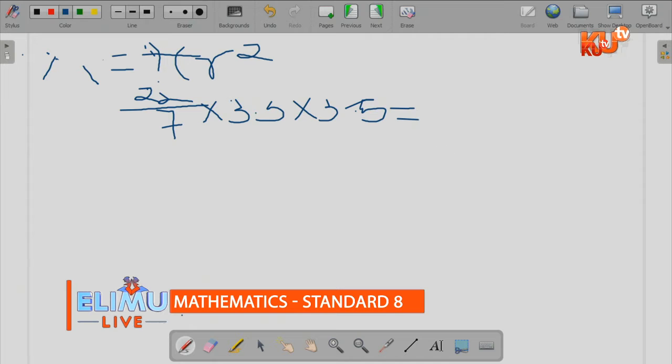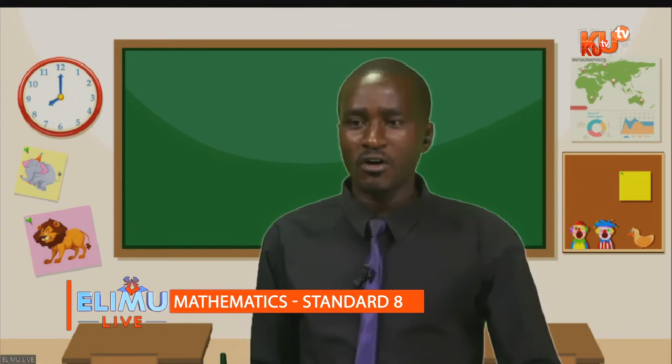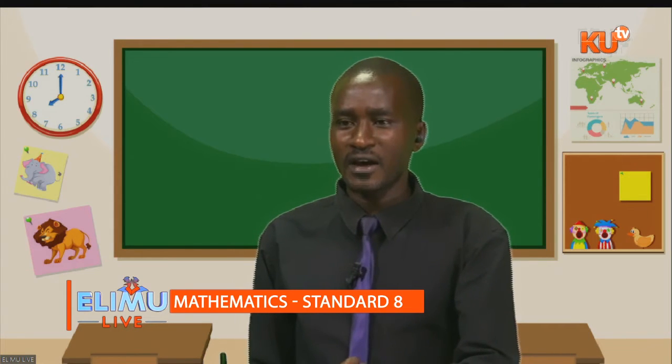What will that one give us? When we say 22/7 by 3.5 times 3.5, that one will give us a figure like 38.5. Now we are done with the area of a circle.